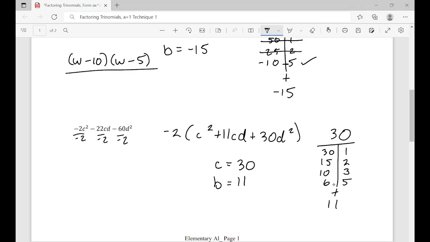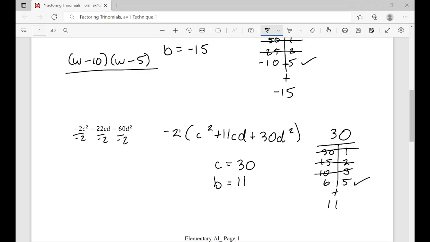Well, 30 and 1 will never get me 11, so I can just get rid of that right away. 15 times 2 is 30, but 15 plus 2 won't get me to 11. It'll get me close, but not quite. So get rid of it. 10 times 3 is 30. 10 plus 3, still not quite 11. Close, but not close enough. 6 times 5 is 30. 6 plus 5 is 11. So we have our factors.